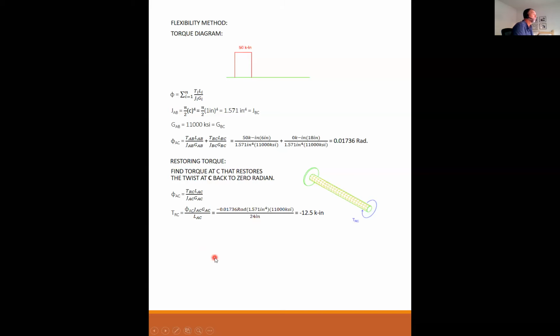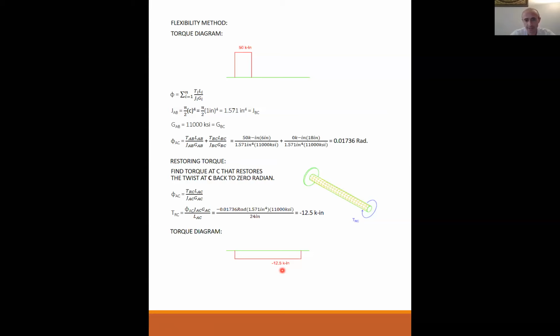Any questions so far? Okay. So the torque diagram for the restoring force from A to C is minus 12.5 kip-inches.